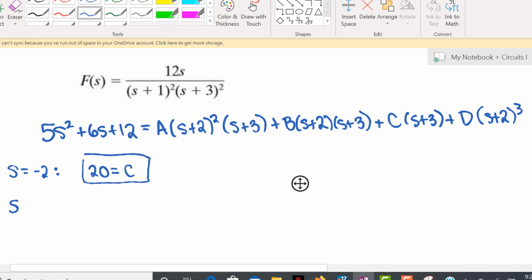Okay, and then I'll plug in s equals -3. So 5 times 9, so 45 minus, I'm just going to write this one, 45 minus 18 plus 12 equals, so if s is -3, the a is gone, the b is gone, the c is gone, and the d will be multiplied by (-1) cubed, so that would be -d. So 45 minus 18 is 27 plus 12, so 39 is -d, so d is -39.